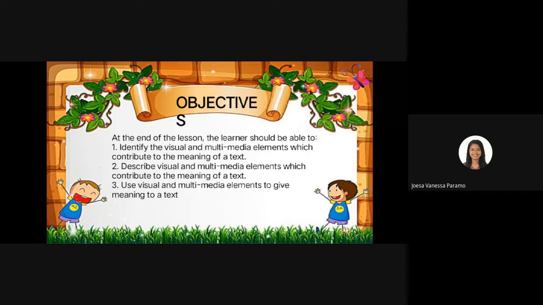Okay, our objectives for today: at the end of the lesson, the learner should be able to identify the visual and multimedia elements which contribute to the meaning of a text, describe visual and multimedia elements which contribute to the meaning of the text, and last, use visual and multimedia elements to give meaning to a text.